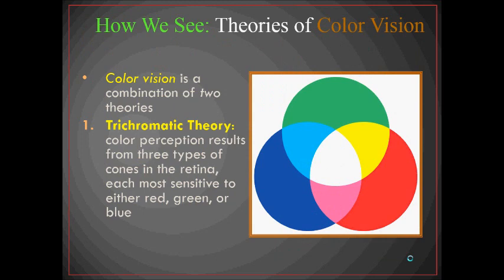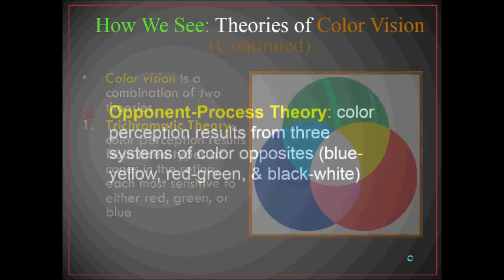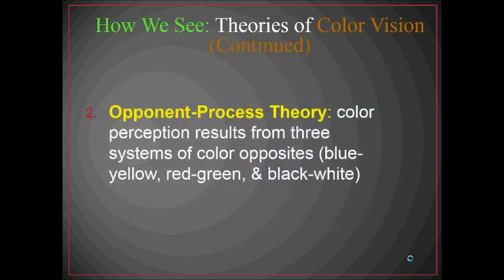So color vision is a combination of two theories. The trichromatic theory explains that color perception results from three types of cones in the retina, and each is sensitive to different colors. There's one sensitive to red, one sensitive to green, and another type that's sensitive to blue. The opponent process theory argues that color perception results from three systems of color opposites: blue and yellow being color opposites, red and green being color opposites, and black and white, that we are more detecting the differences of colors rather than simply taking the colors in directly.